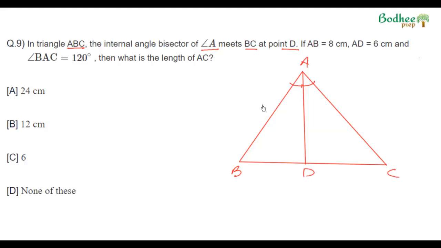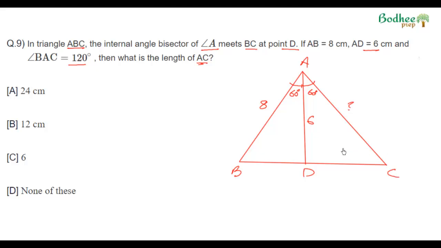Now further it is said that AB is 8, AD is 6. The internal bisector value is given to us, and the angle BAC, that is the angle A, is given. Of course this is an internal bisector, so we can say that this will be divided equally. So 60 degree is angle BAD and BAC respectively. We need to find the length of AC, right?